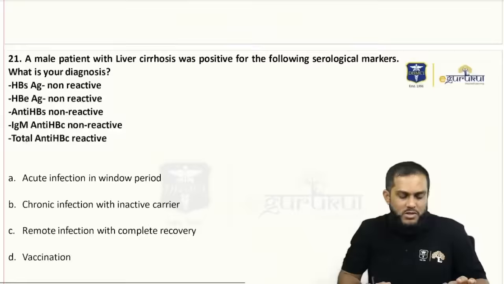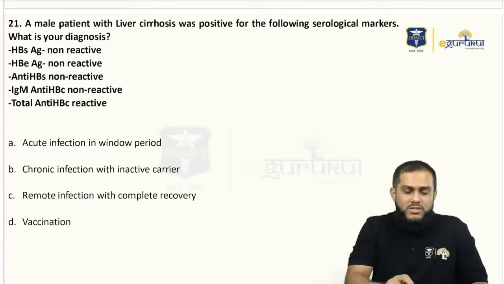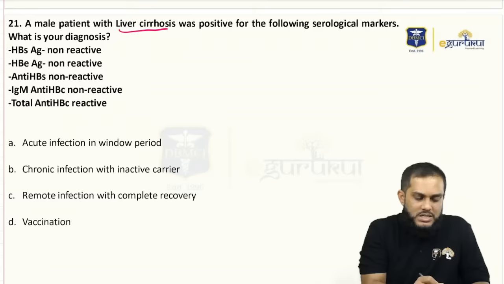Sir, move to the next question. So this was, everybody is saying, sir, this was the most difficult question we got from microbiology. I don't know why you felt this is most difficult. I never understand. If you attended my class, it is easy to approach this question. A male patient with liver cirrhosis was positive for the following serological markers: HBsAg non-reactive.